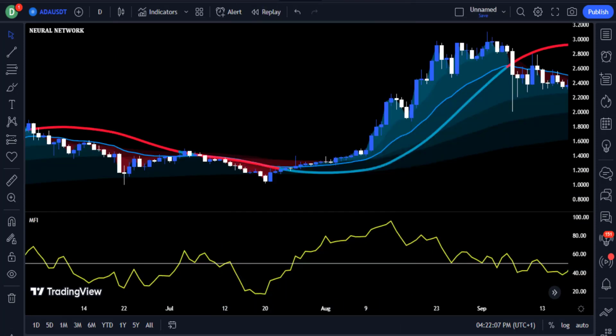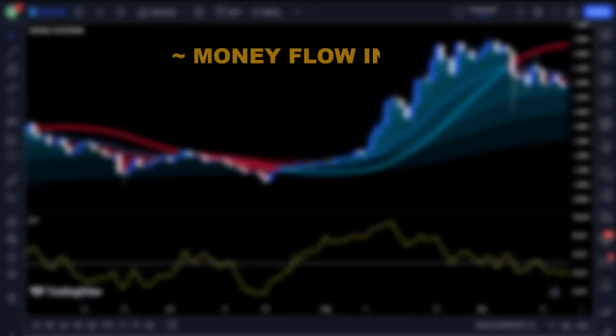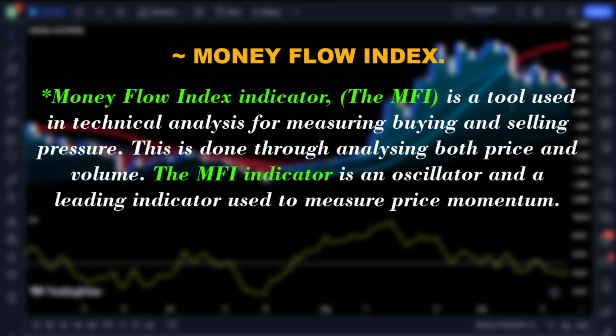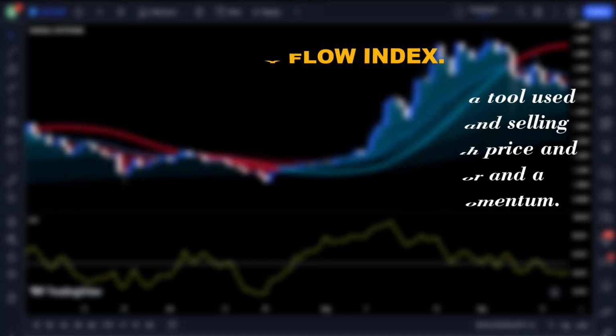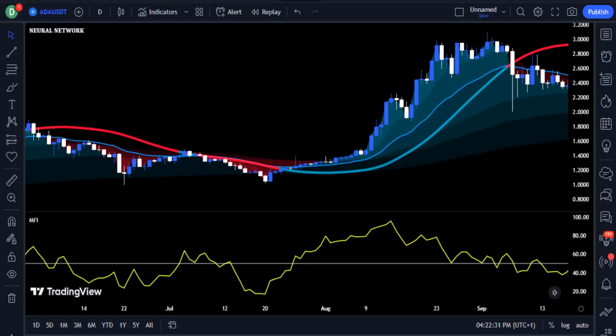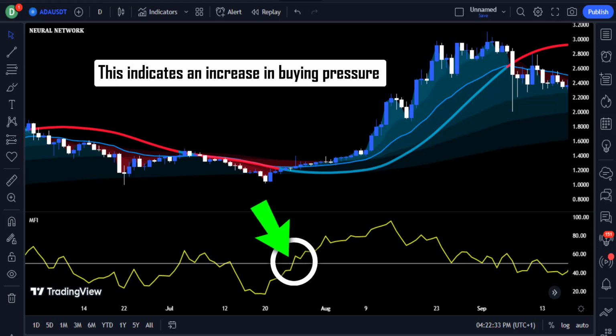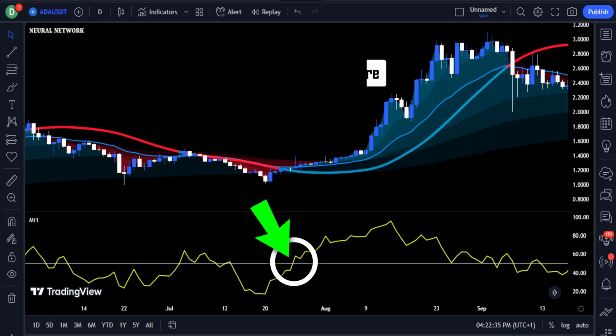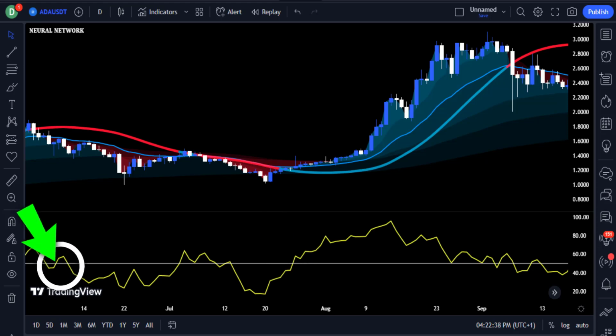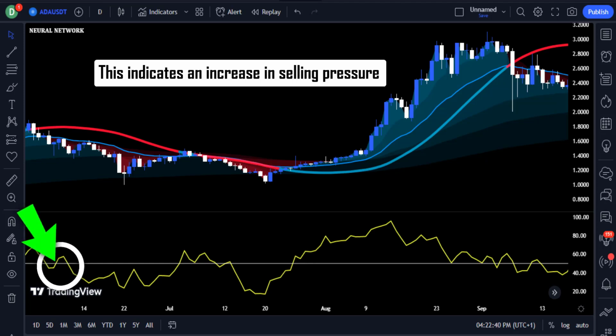If you don't know the functions of money flow index and how it works, the money flow index indicator, the MFI, is a tool used in technical analysis for measuring buying and selling pressure. This is done through analyzing both price and volume. The MFI indicator is an oscillator and a leading indicator used to measure price and momentum. When the MFI line rises above the center line, this indicates an increase in buying pressure. When the line falls below the center line, this indicates an increase in selling pressure.